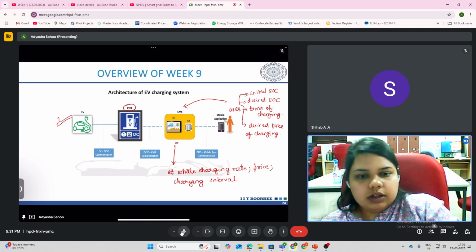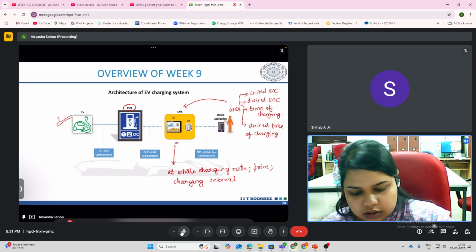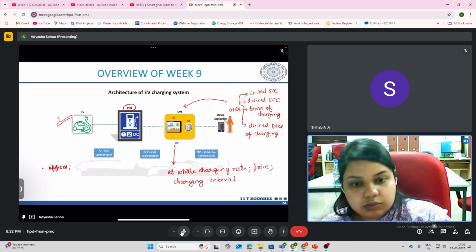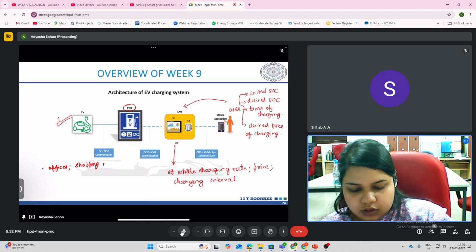So this type of setup you can basically find in offices, or in malls, shopping malls, or in a very large society.